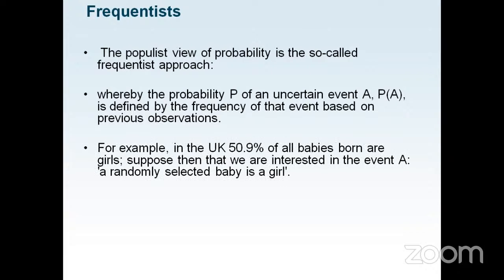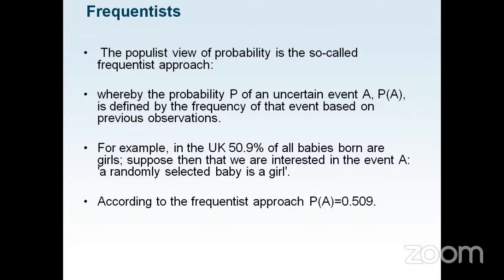Example: in the UK, 50.9% of all the babies born are girls. Suppose that we are interested in the event A, a randomly selected baby is a girl. Based on the past observation that 50.9% of the babies born are girls, according to the frequentist approach the probability of A will become 0.509.